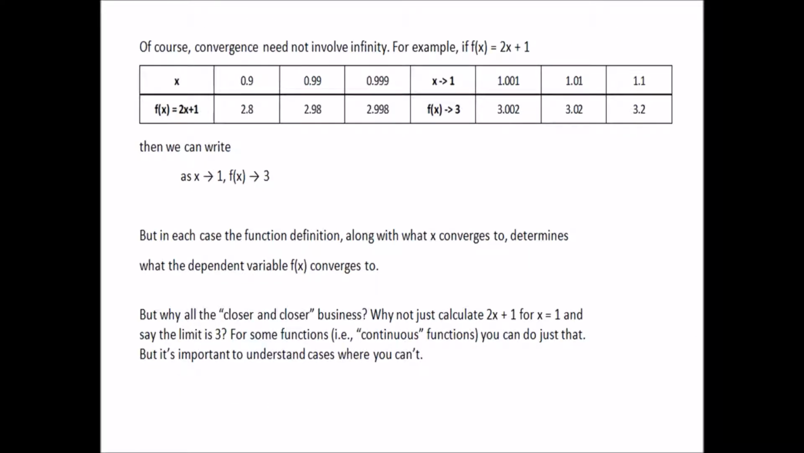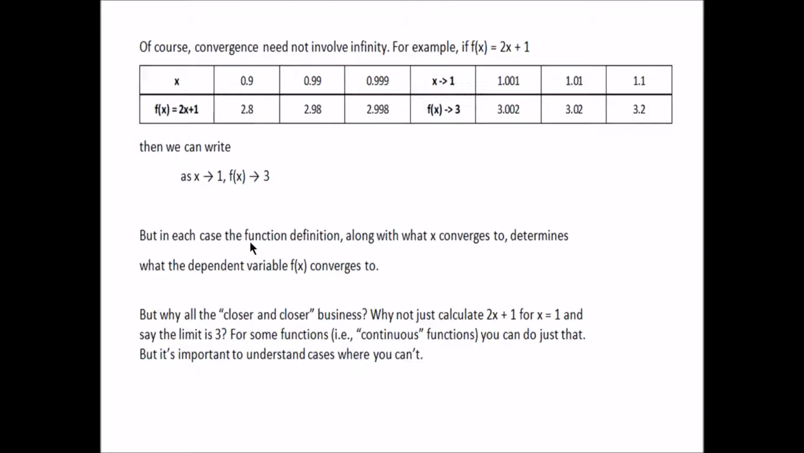Now, of course, convergence doesn't need to involve going to infinity. For instance, here's a function 2x plus 1. And we have x going to 1. And I've done it from both sides here. x is going to 1 from the left and from the right. And we can see that in each case, f of x is going to 3. It's getting closer and closer to 3. So we can write this. As x converges to 1, f of x converges to 3.